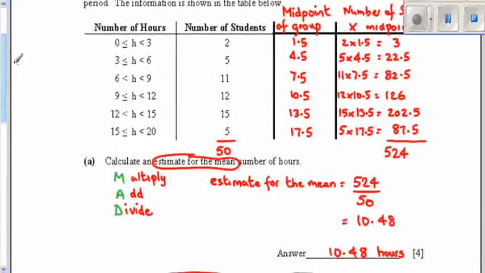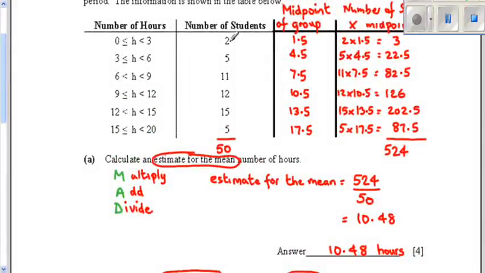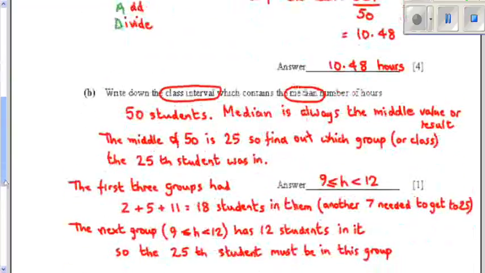Let's look at the table again. We've got 2 students in the first group, so obviously the 25th student is quite far away from that. Then there's 5 in the next group, so 2 and 5 is 7. And then there's 11 in the next group, so that gets us up to 18. So the next group, hopefully you can see, to go from 18 plus another 7 would get us to the 25th student. So in other words, the median result is going to be in this group here, which is 9 to 12.